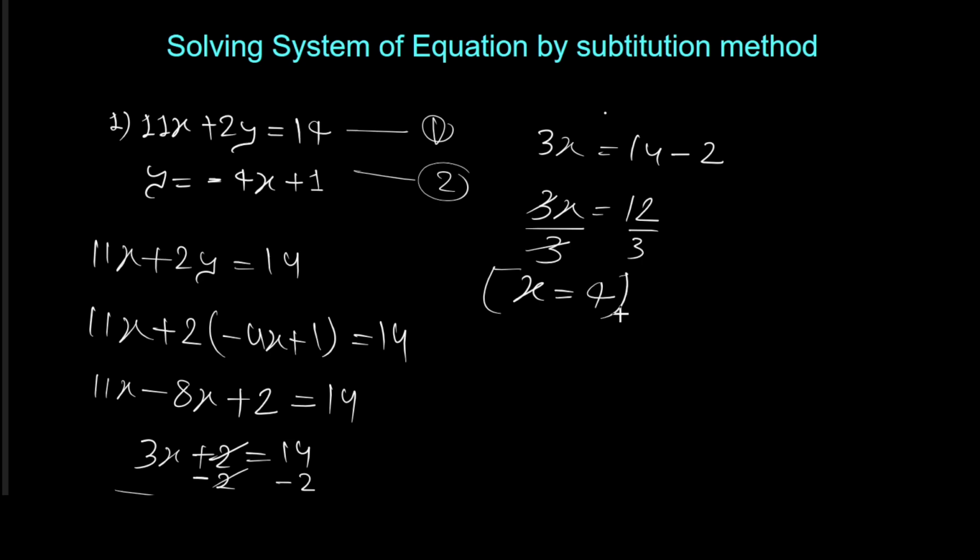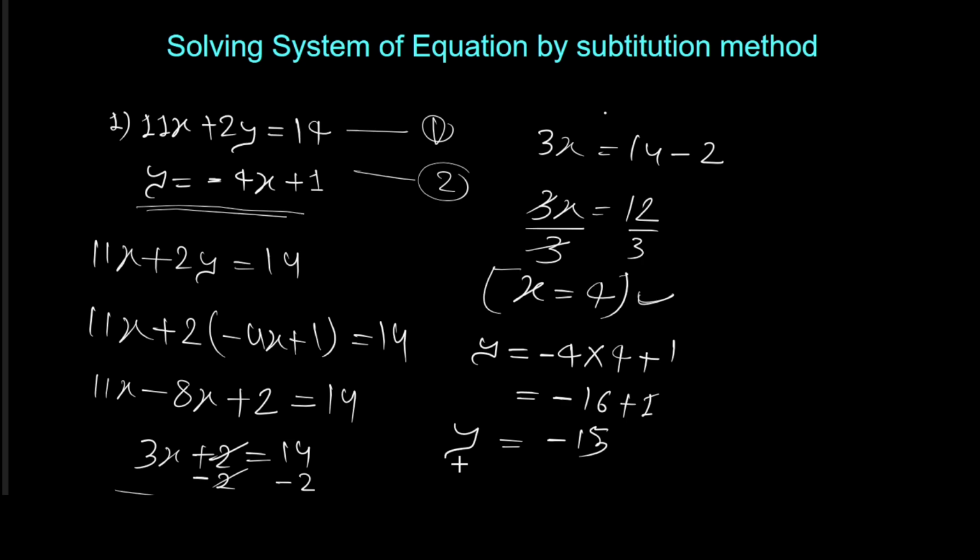Now let's plug this x equals 4 into either of the two original equations to find the value of y. So let's put x equals 4 into the second equation. We have our second equation, y equals negative 4 times x, which means 4, plus 1. So we have negative 16 plus 1, which gives us negative 15. So y equals negative 15 is our answer. So we have the solution y equals negative 15 and x equals 4.